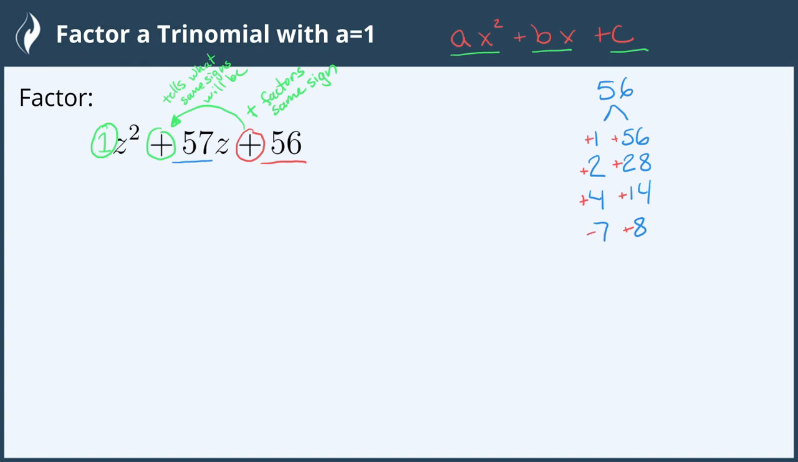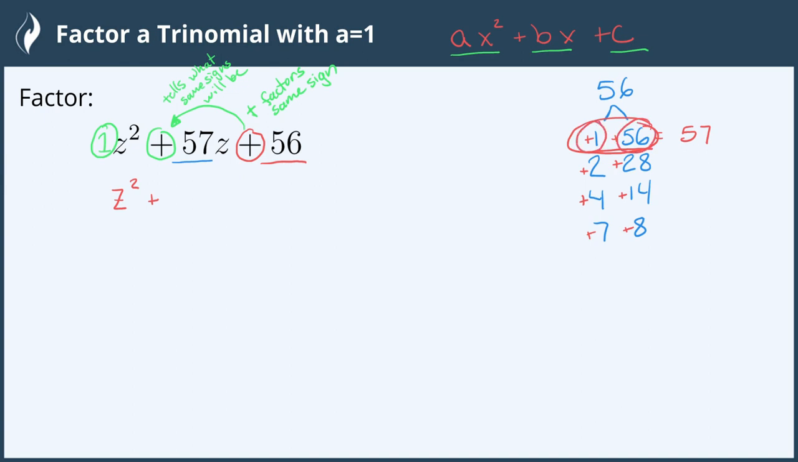And now we're going to find a combination of these that will give us the middle number. So we're going to start with adding, and I can see that when I add 56 and 1, we get a positive 57. So these are the factors that we will use to replace our 57 and then factor by grouping. So we'll replace the 57. So we have z squared plus 56 and positive 1.